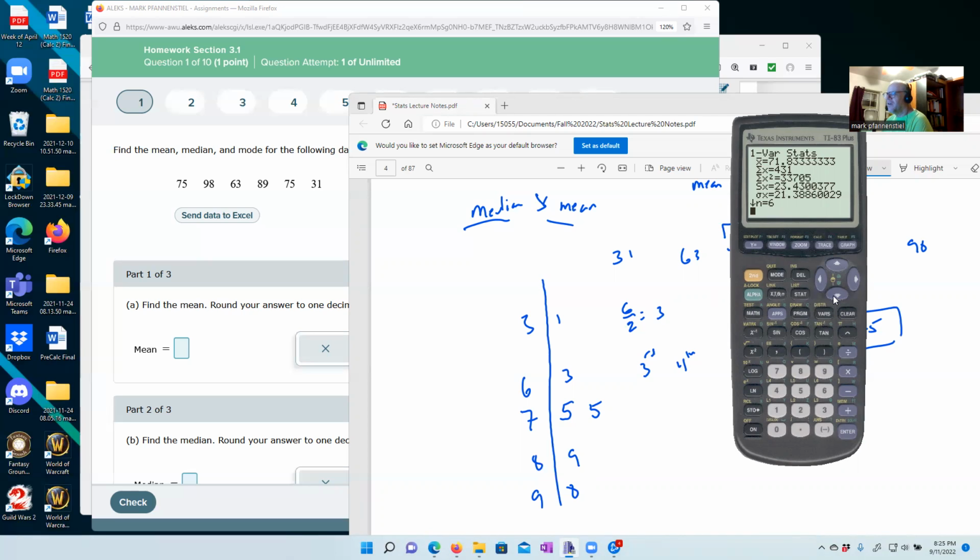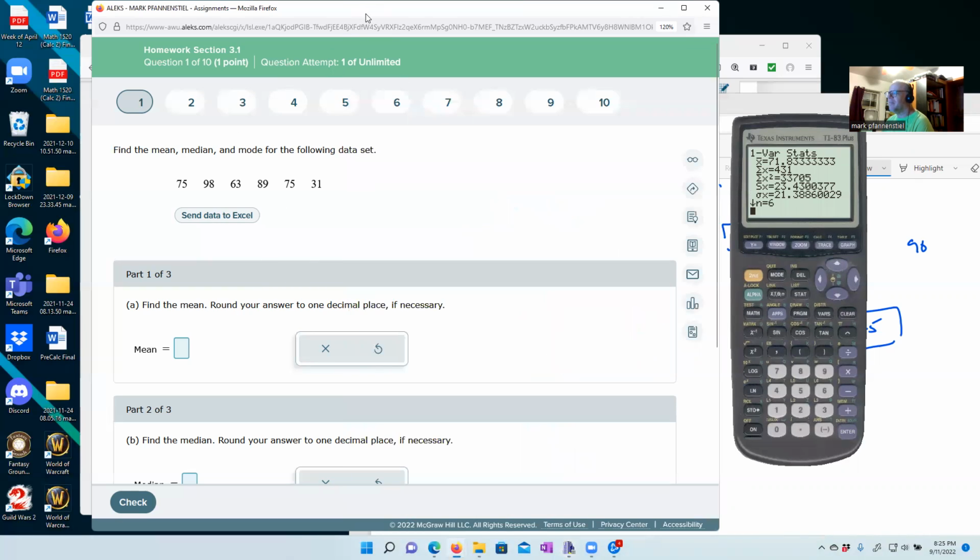So when I want to go find the mean, it's 71. How many decimal places do they want? They wanted to round to one decimal place. So in this case, they want the mean. This is 71.83, so we're just going to say 71.8. So we're just going to type in 71.8.